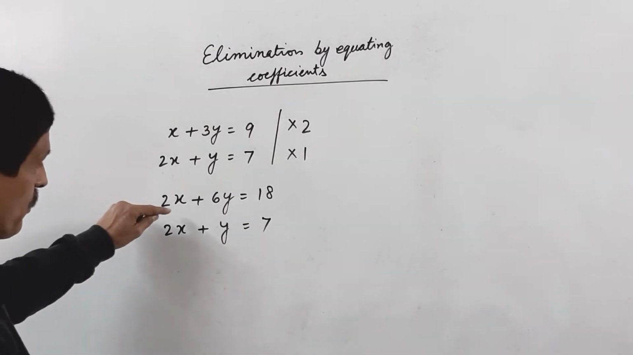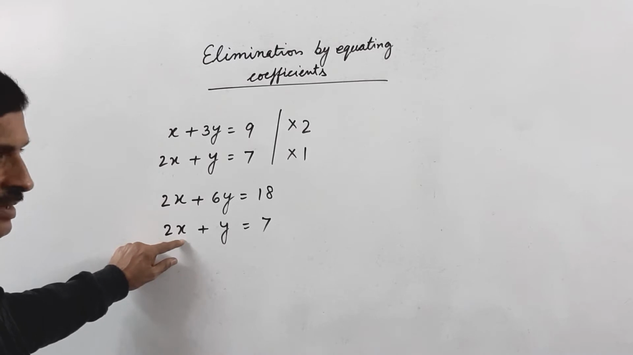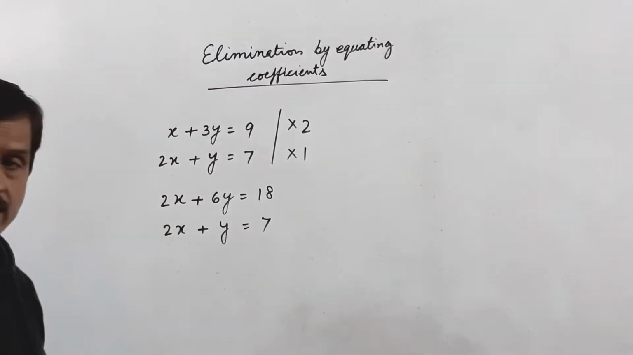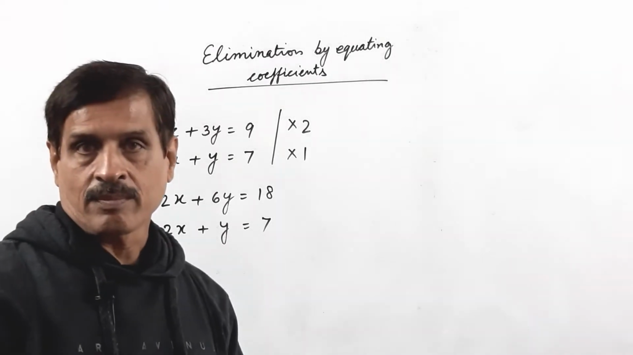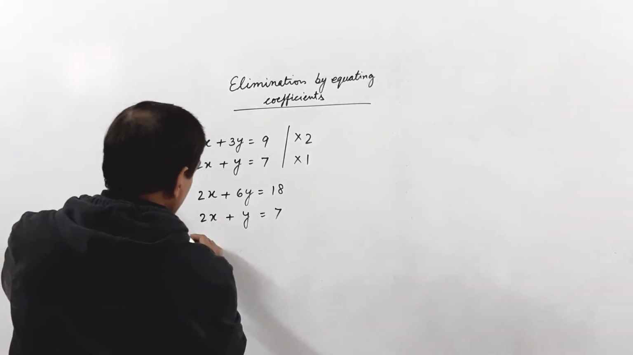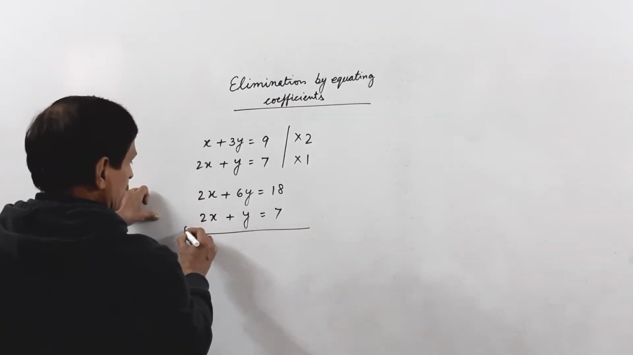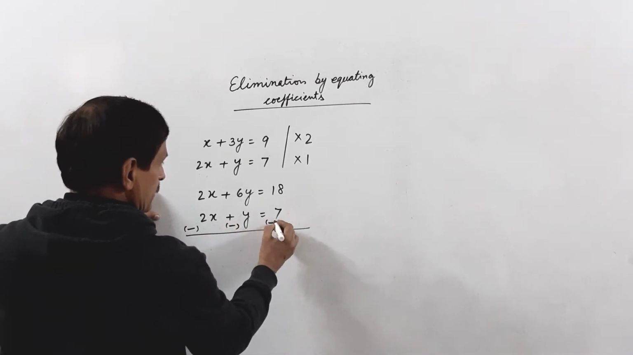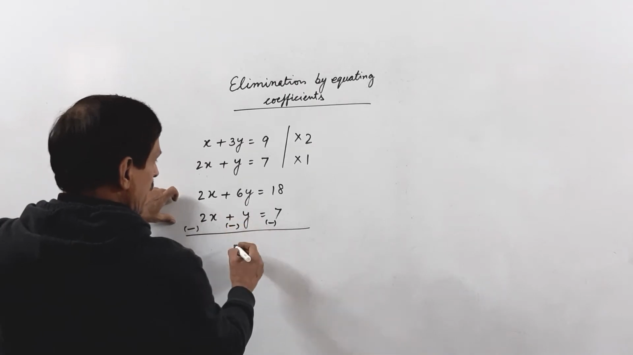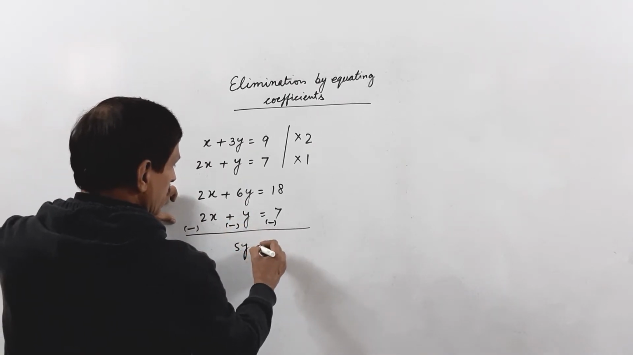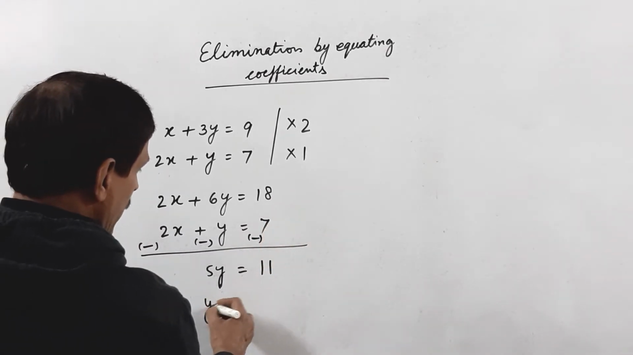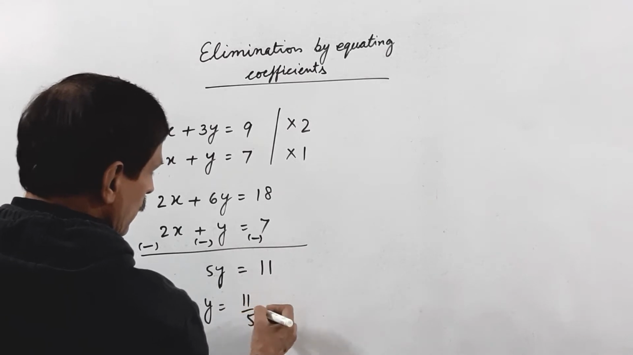Now as we wish to eliminate x, their coefficients are equated. Both have positive sign or like signs. Therefore, we have to subtract the second equation from the first one. 2x minus 2x is eliminated, 6y minus y, that is 5y, equals 18 minus 7, that is 11, or y is equal to 11 upon 5.